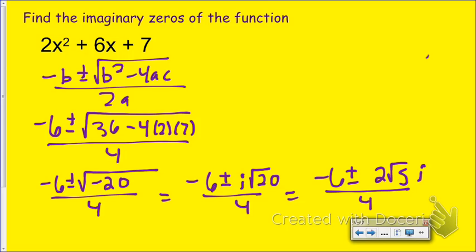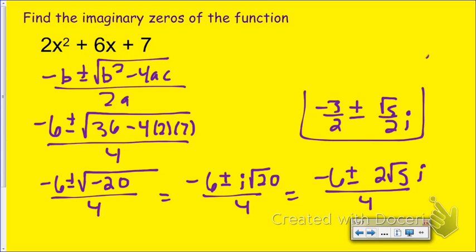So if I split this up, I could have negative 6 over 4, which I'm going to go ahead and simplify to negative 3 over 2, plus or minus 2 root 5 over 4, which simplifies to root 5 over 2 i. So I do have 2 answers there. I have negative 3 over 2 plus root 5 over 2 i and negative 3 over 2 minus root 5 over 2 i. So those will always go in those pairs.